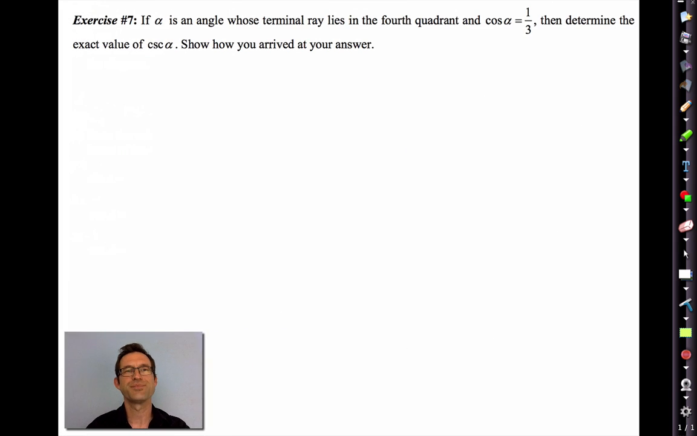All right, last problem. If alpha is an angle whose terminal ray lies in the 4th quadrant, that's important, and cosine of alpha is 1/3, determine the exact value of cosecant alpha. Show how you arrived at your answer. All right, the first thing that you want to do in this problem, actually, let me pause. This is the last problem we're going to do in trigonometry. You pause the video and take a shot at it.